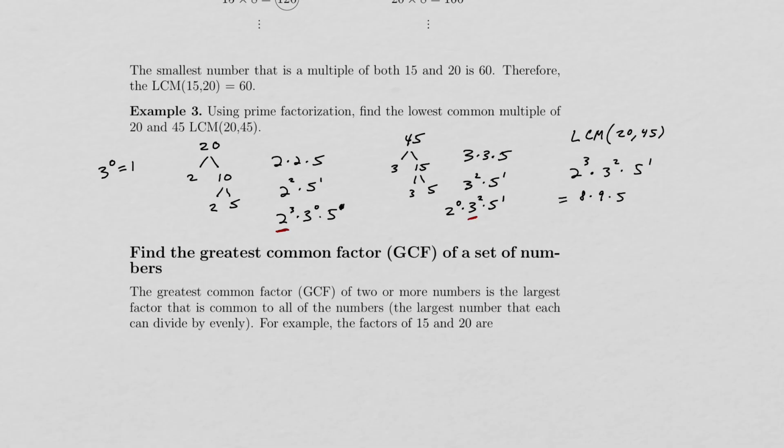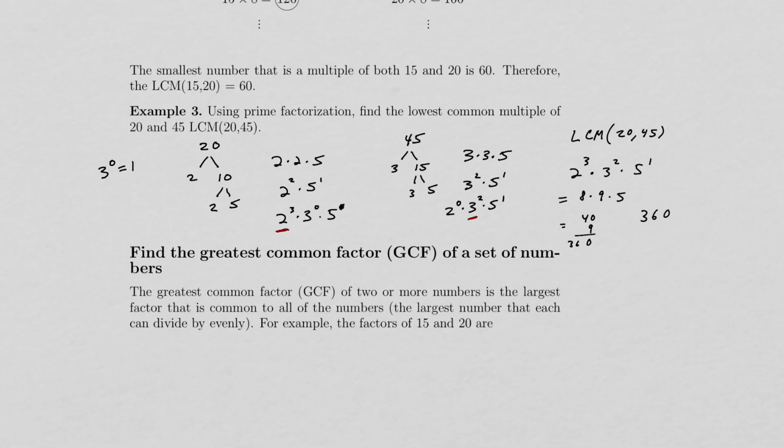Okay, and I think that's 360, I believe, right? So I'll do it as 40 times 9. Yeah, this is 360. So 360 is going to be the lowest common multiple of 20 and 45. It's the smallest number that 20 and 45 will go into evenly. Okay, so that's the process, and you'll get more practice.